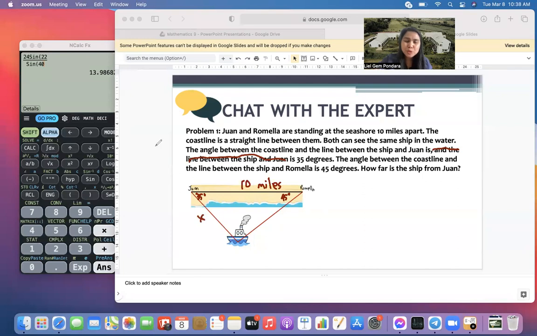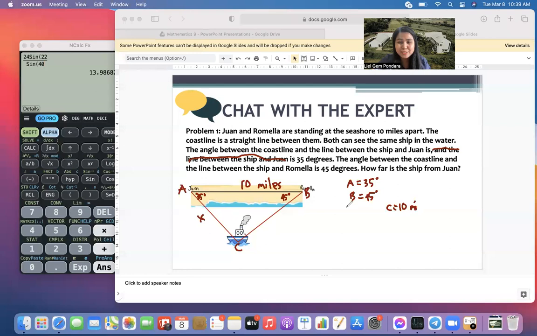Now, how are we going to solve this first? I suggest you name your angles: angle A, angle B, and angle C. Based on this, what are now the given angles? We have angle A is 35 degrees. What else? Angle B is 45. And then what else is given? What is the 10 miles there? Side C, ma'am. Side C, 10 miles.